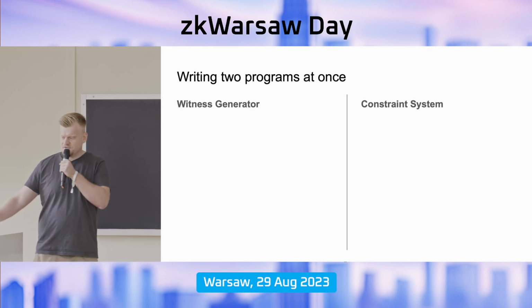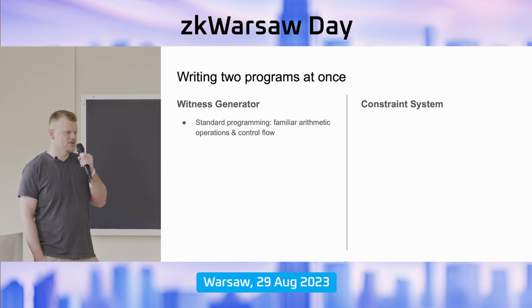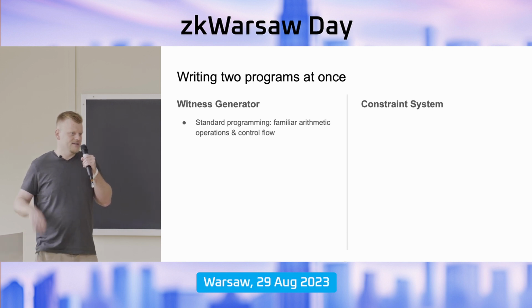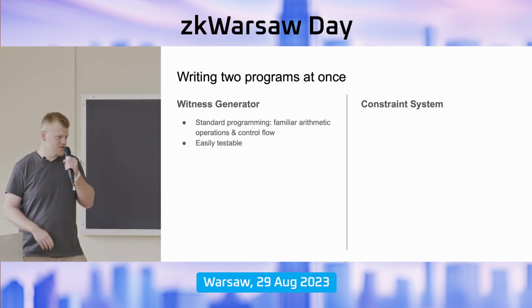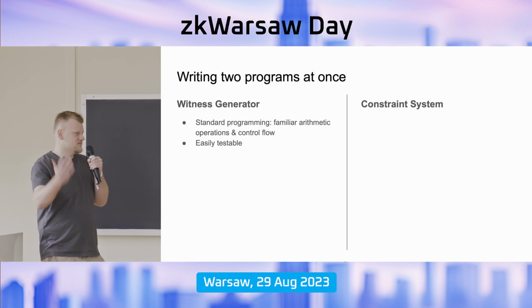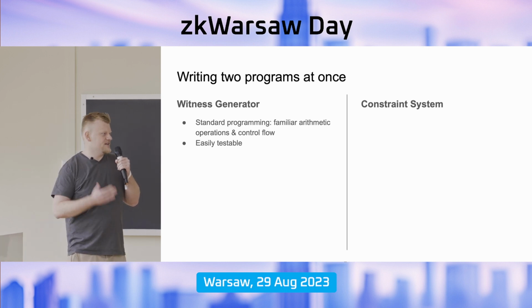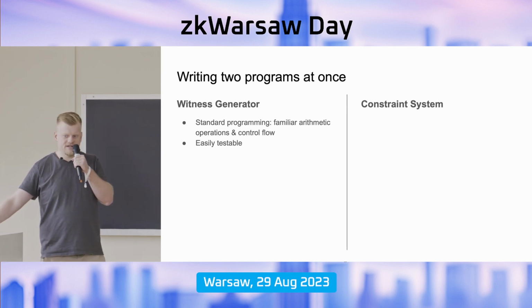We have the witness generator, and the witness generator is nice. It's standard programming. It's what we know and what we know how to do. It takes an input, it produces an output. It's also very easily testable because it's just a standard program. So I can do some example inputs, I can use fuzzing, I can use unit testing, easily testable. So great news, right?